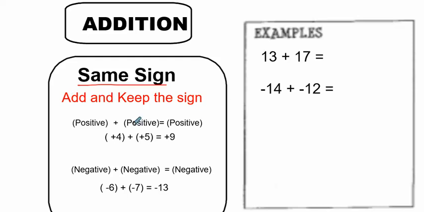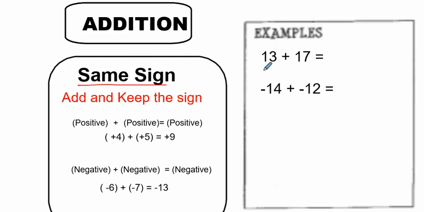So a positive plus a positive would equal a positive. Negative plus a negative would equal a negative. Okay? So pause the video if you need to and write this down. All right, then I want you to write down these examples. So this part of the addition is easy.